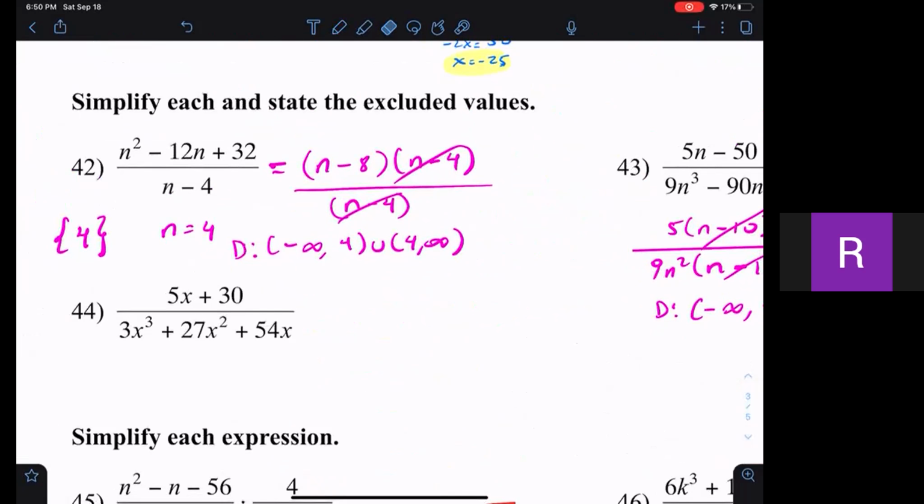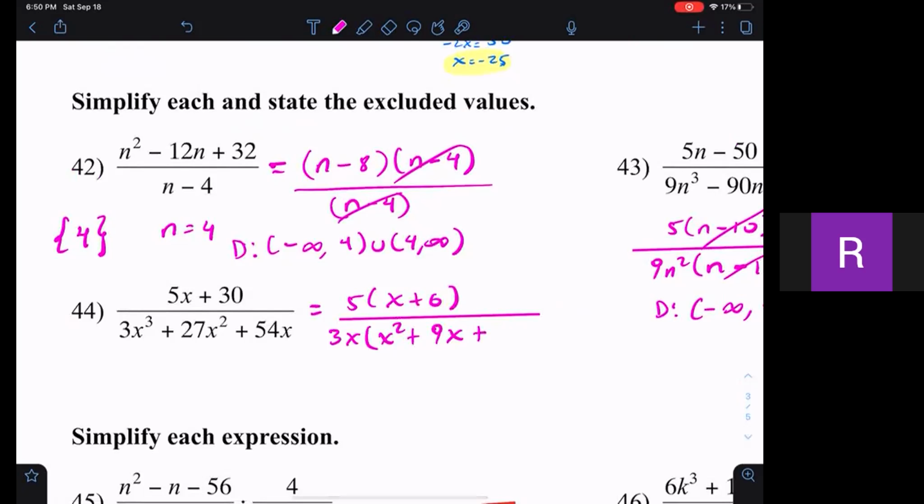Now this one, GCF on the top, right? 5x plus 6. On the bottom, all are divisible by 3x, right? Because, yeah, all are divisible by 3x. So this is going to be x squared plus 9x, right? That's going to be 27. And this is going to be, what is this?